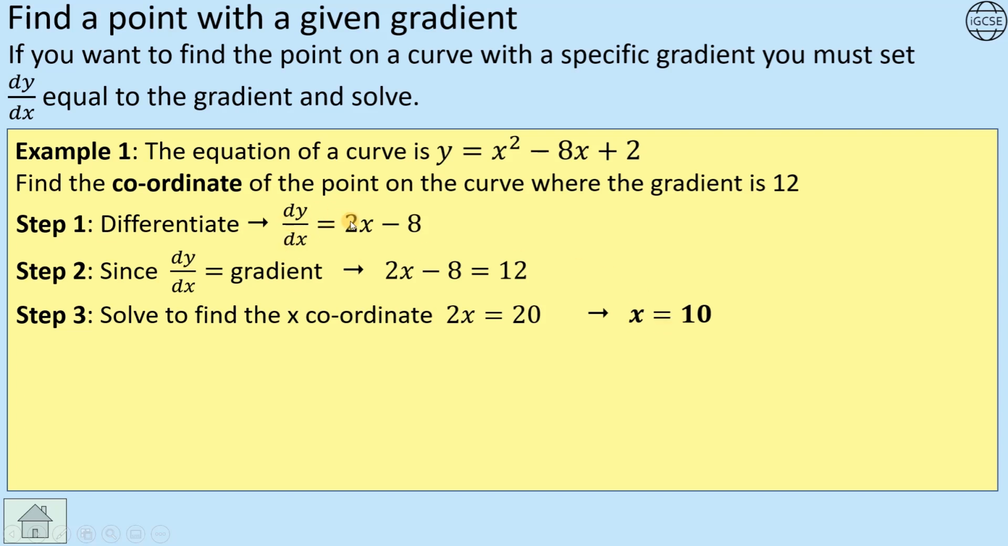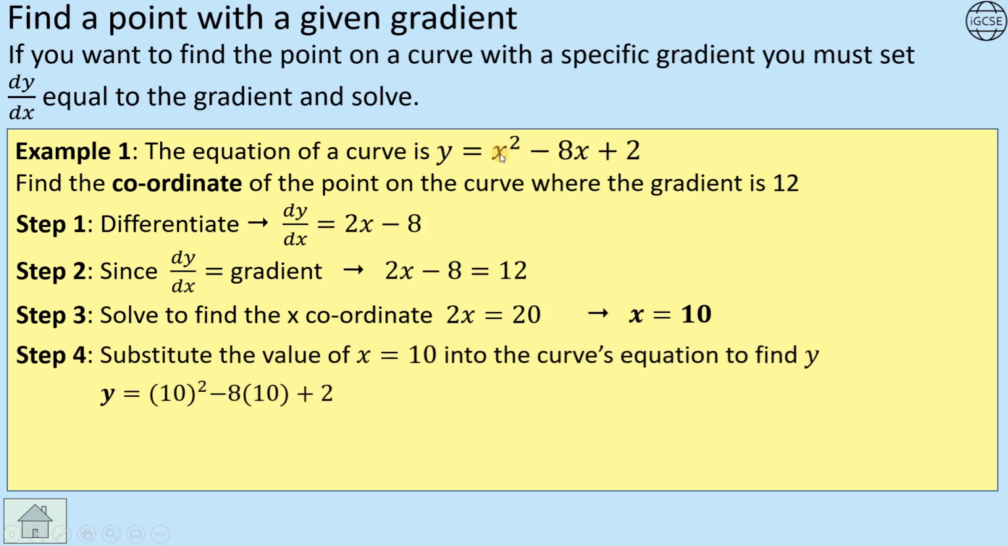Well, this is the differentiated version, so we're not going to touch this one. This is the equation that we're really focused on, where y equals this lot, because we want the y value. So we're going to substitute the x equals 10 into the original equation to determine y. Okay, so let's substitute that one in.